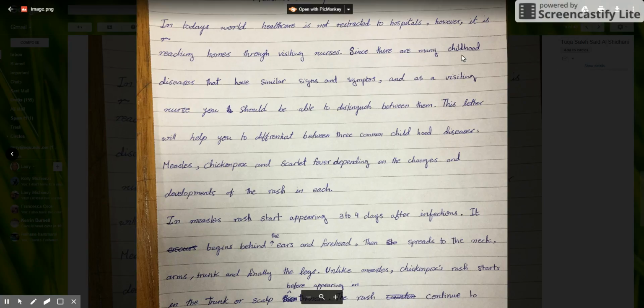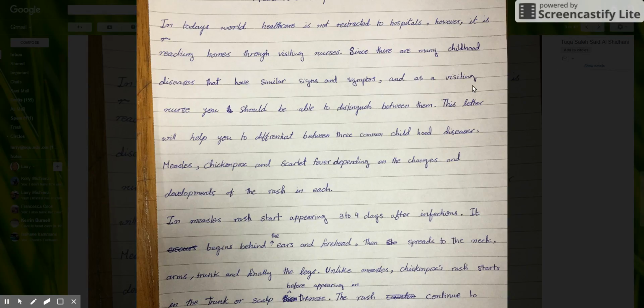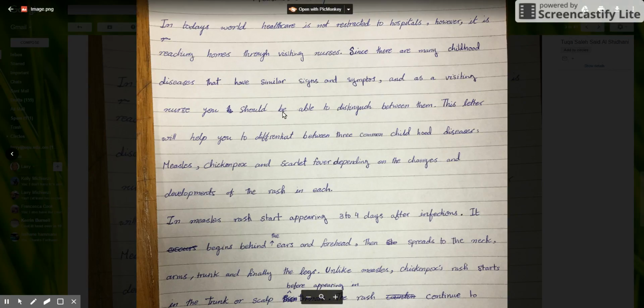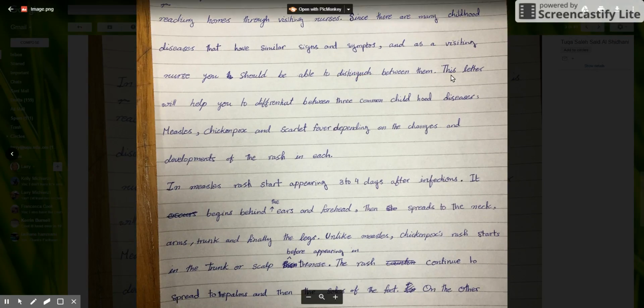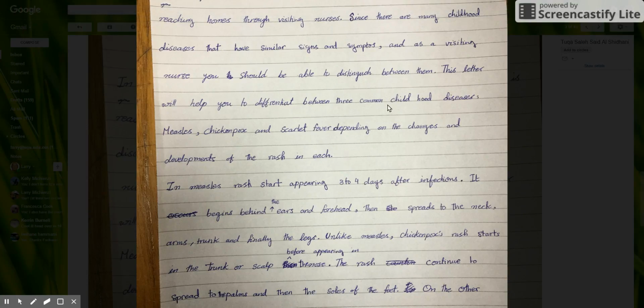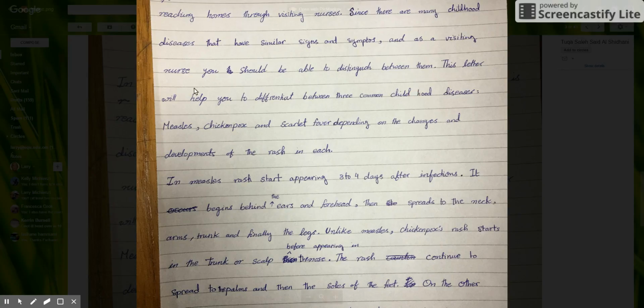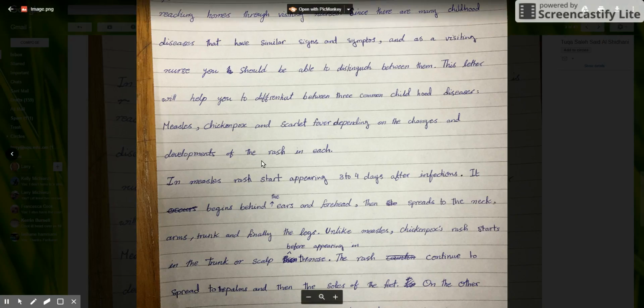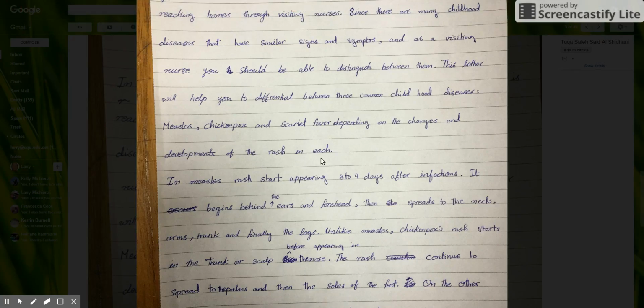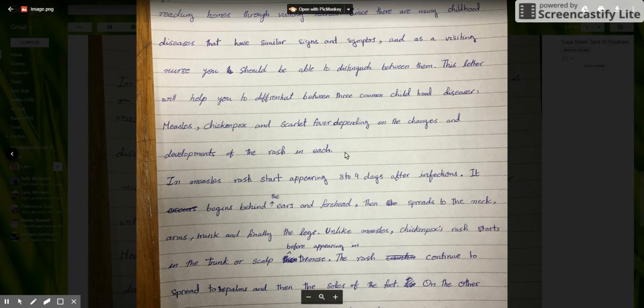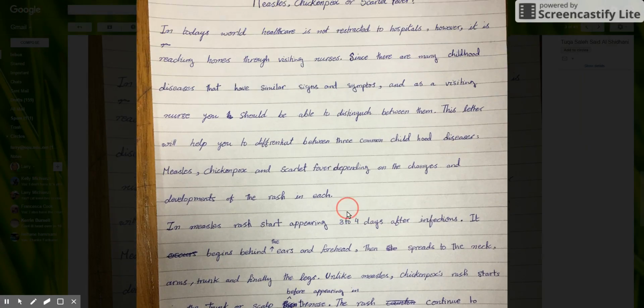Okay, since there are many childhood diseases that have similar signs and symptoms, and as a visiting nurse, you should be able to distinguish between them. Okay, this letter will help you to differentiate between the three common childhood diseases. Okay, you have a spelling mistake here because you shouldn't leave a space here. Diseases, measles, chickenpox, and scarlet fever, depending on the changes and developments in the rash in each disease, I think you want to say. Okay, so not a bad introduction.